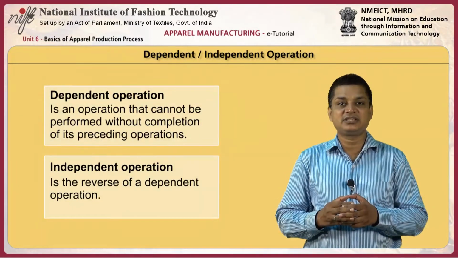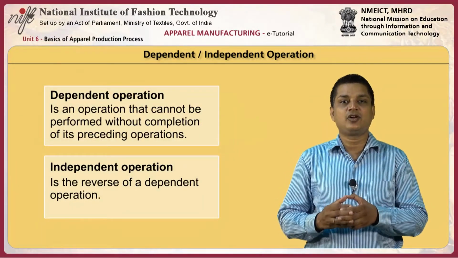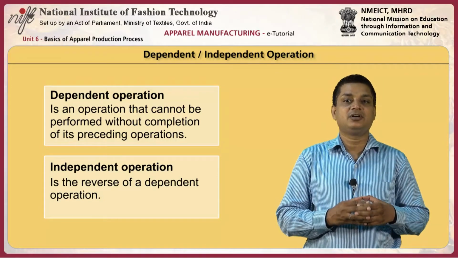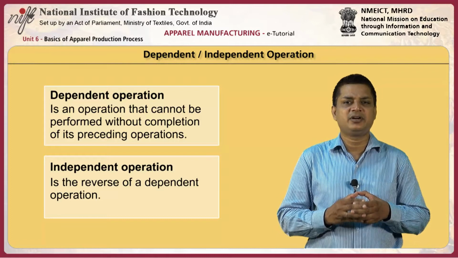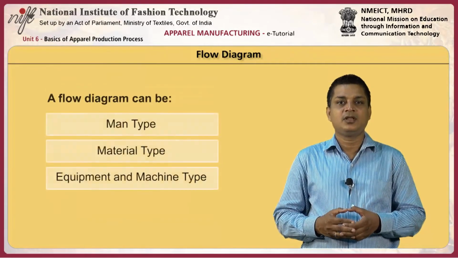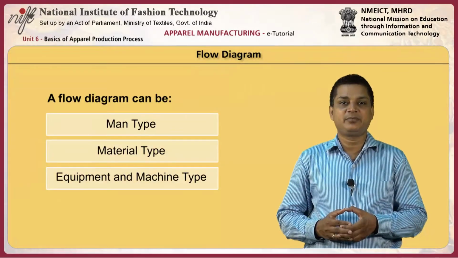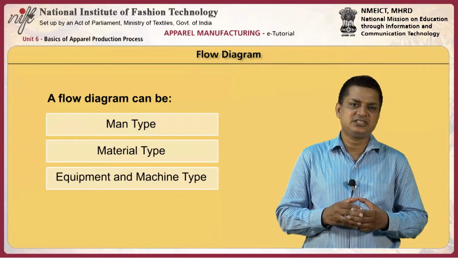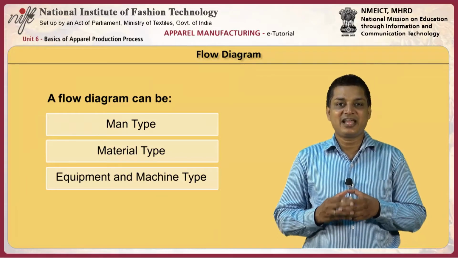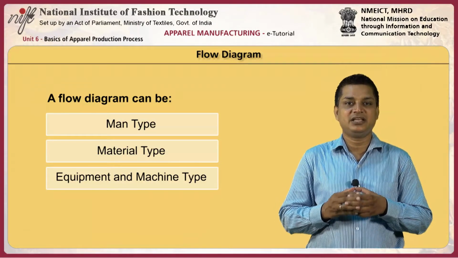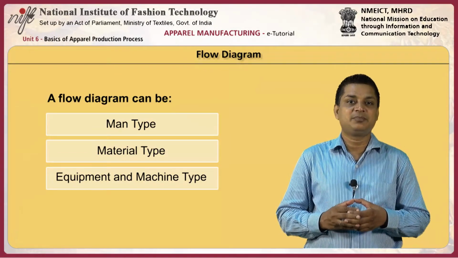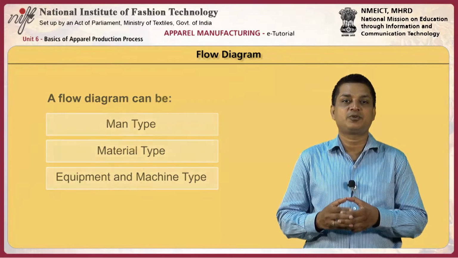A dependent operation is an operation that cannot be performed without completion of the preceding operation. An independent operation is the reverse of a dependent operation. A flow diagram can be man type, material type, equipment and machine types. It is a graphical or symbolic representation of a process. Each step in the process is represented by a different symbol.